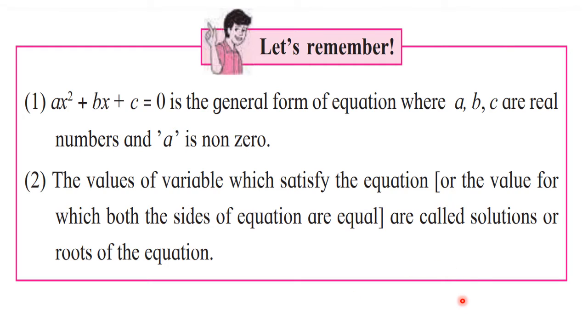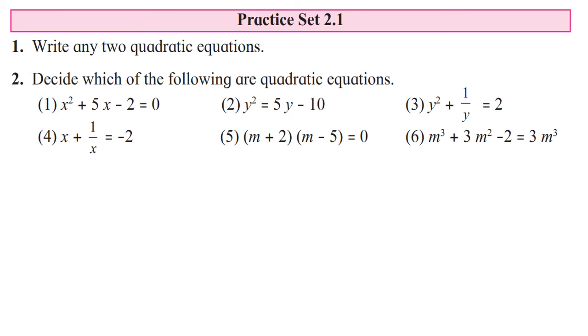Now let us see questions based on this, that is practice set 2.1. So the very first question here is: write any two quadratic equations. It's an open-ended question. Now second one: decide which of the following are quadratic equations. So here we have to check two things: that we should have only one variable, and second thing to check is the degree of the equation. So let us see the question now here.